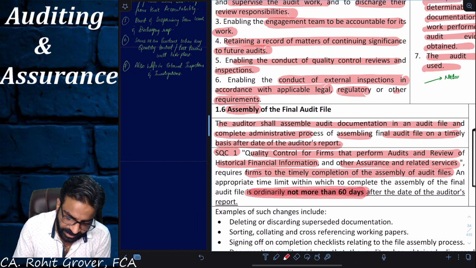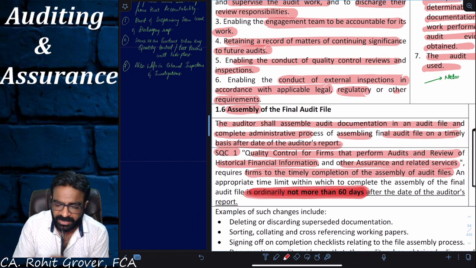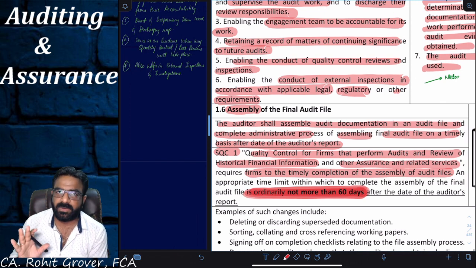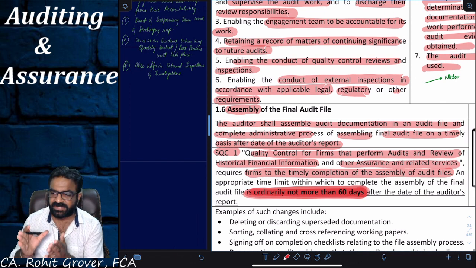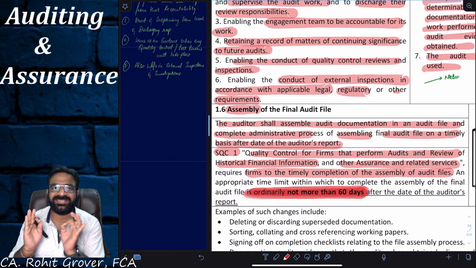60 days. Make sure that once your audit report is issued, within 60 days you should do the assembling of your final audit file. It means that it should be ready to be placed in your cupboard. That is called assembling, everyone.